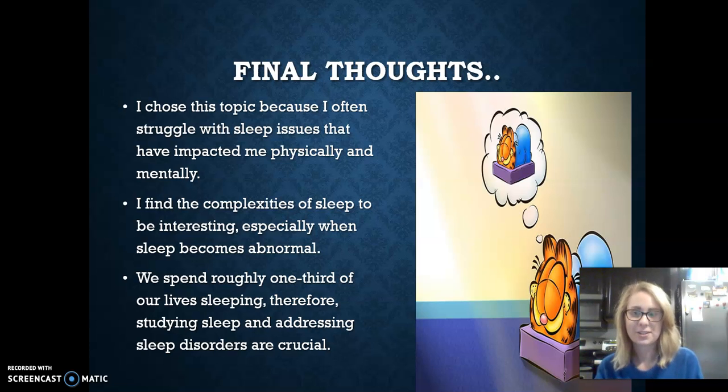And the final thoughts. I chose this topic because I often struggle with sleep issues that have impacted me physically and mentally. I find the complexities of sleep to be interesting, especially when sleep becomes abnormal. We spend roughly one-third of our life sleeping. Therefore, studying sleep and addressing sleep disorders are crucial.